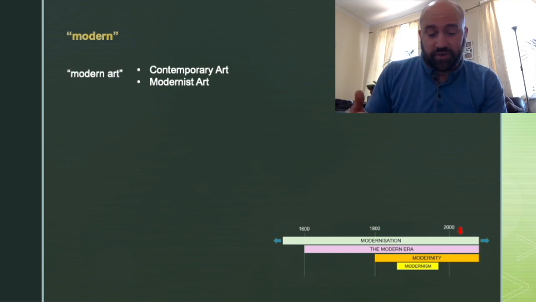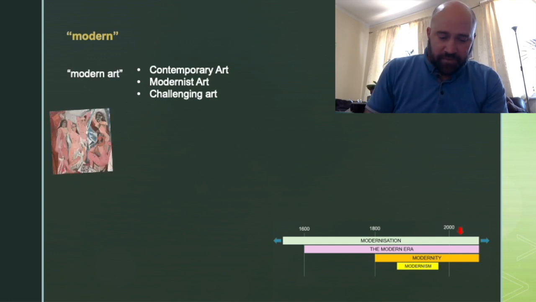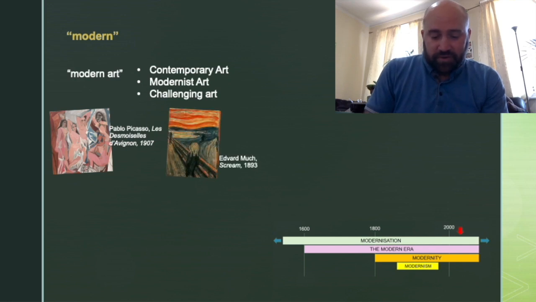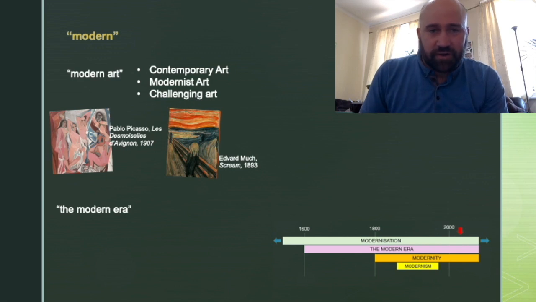Sometimes, actually, people use the term modern art to mean challenging art. What they find challenging is largely unique to them, but it needn't be new or of now to be challenging for them. People find Picasso's Demoiselles d'Avignon challenging. That's a 117-year-old painting. People find Munch's The Scream challenging. That's a 131-year-old painting.